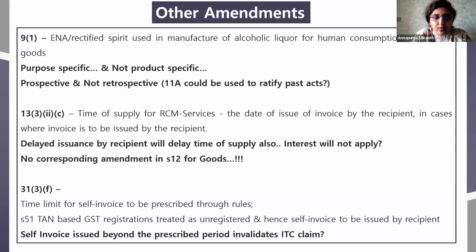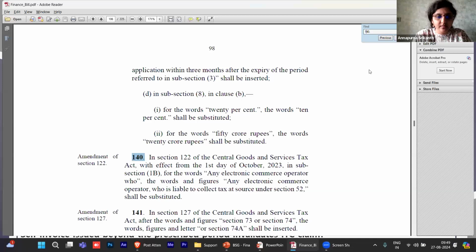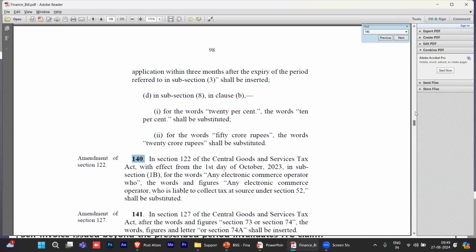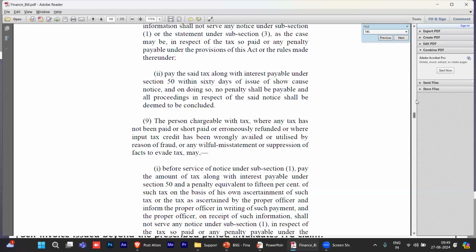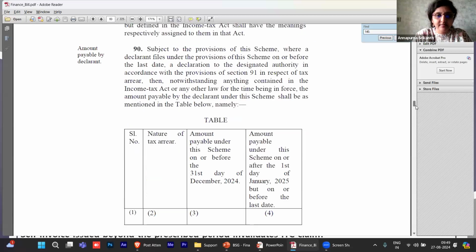Now, okay, so what if I delay issuing that invoice? It doesn't say that time limit prescribed in 13(3)(f). No, it says date of issue of invoice. I'll just open that provision. Annapurna, can you just open the entire provisions of 13(3)? Yes, sir. One second.